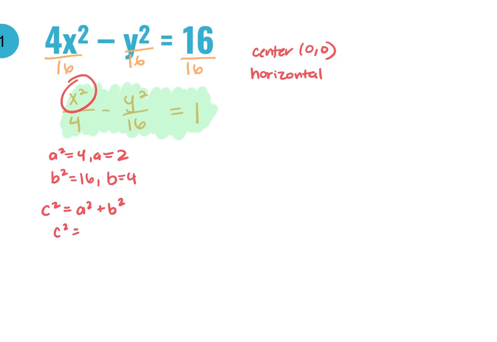C squared would equal 4 plus 16. C squared would equal 20. And c would equal the square root of 20. If we want to graph that, we're going to approximate it. It's in between 16 and 25, so like a 4.5 when we graph. But when we find the actual coordinate points, we're going to keep it exact. So root 20 would be root 4 times root 5, or 2 root 5.